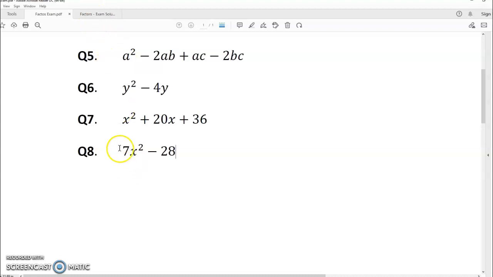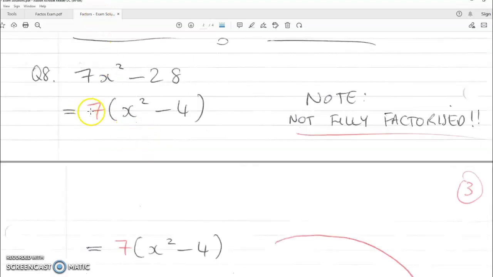And as we can see here, 7x squared minus 28. Looking at the numbers first of all, we've got a 7 and we've got a 28, and I think 7 is a factor of 28, so the highest common factor here is most likely going to be 7. You're going to pull that out, and there are no letters in common, so our first step will be to factorize out the 7. So 7x squared divided by 7 leaves you with x squared, and minus 28 divided by 7, so minus divided by plus gives you minus, and 28 divided by 7 gives you 4.